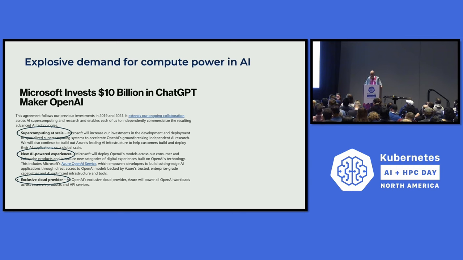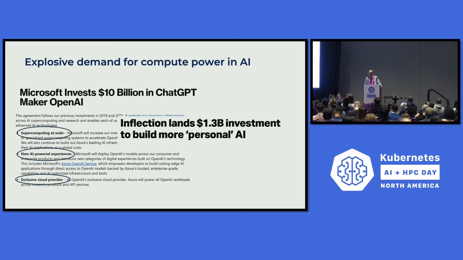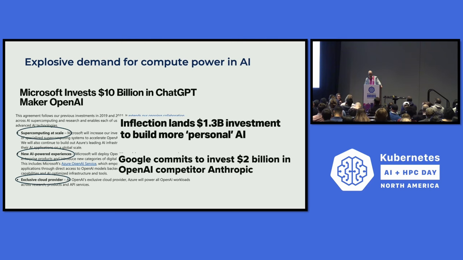So the $10 billion almost entirely goes to compute, just to the compute power that OpenAI needs to train models, to deploy models, to run their operations. And since then, a lot of startups raised billions of dollars. Inflection AI raised $1.3 billion. Anthropic just recently, $4 billion from Amazon and $2 billion from Google. Crazy numbers. It mostly goes to compute power.